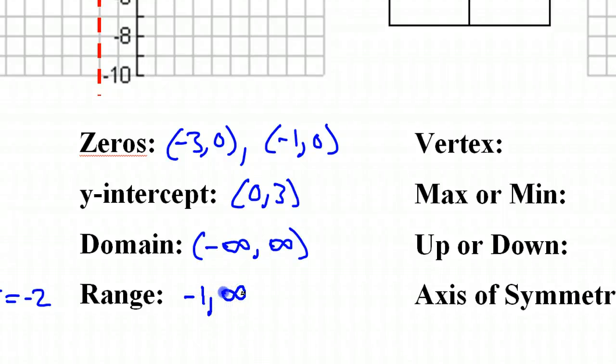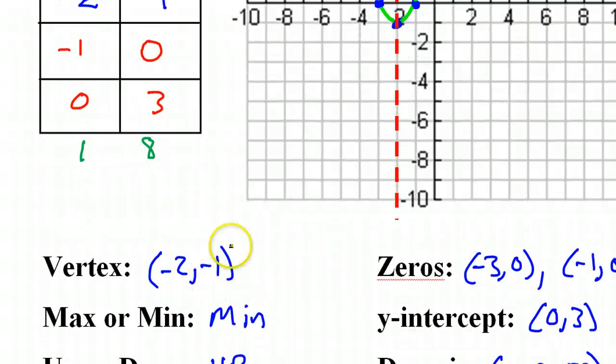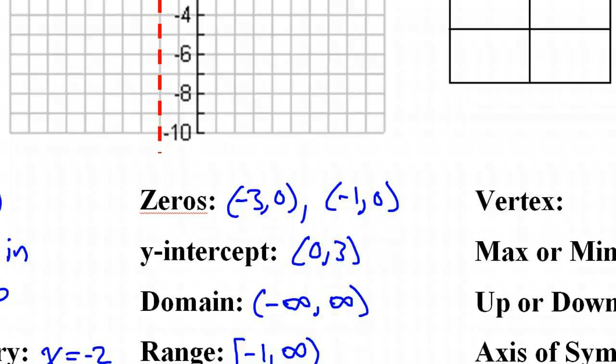So -1 to infinity. Infinity always gets the round parentheses, but this -1 will get the square bracket to show that -1 is included on the parabola. The parabola reaches and touches and includes -1. You can see that -1 right here in the vertex. So it's definitely included. Alright, anything else? Domain, range? Nope, that's it for that one.